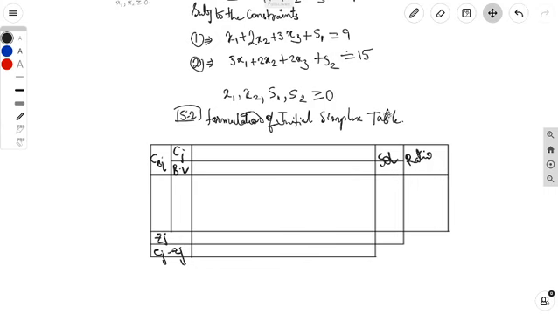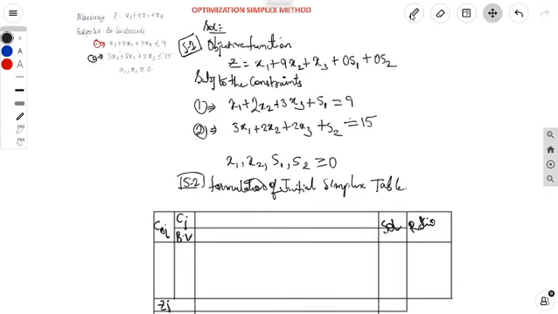Now we need to fill the values. First we will fill the Cj values and the basic variables. Cj is nothing but the coefficients of the objective function, which you can see on your screen. So we fill the objective function's coefficients over here. What is the coefficient of x1? 1 is the coefficient of x1, so write down 1 over here. Next, what is the coefficient of x2? 9.